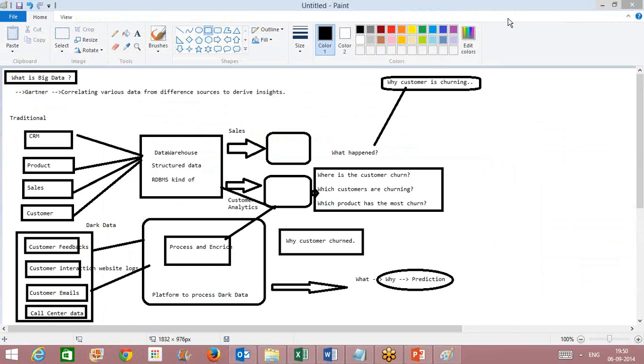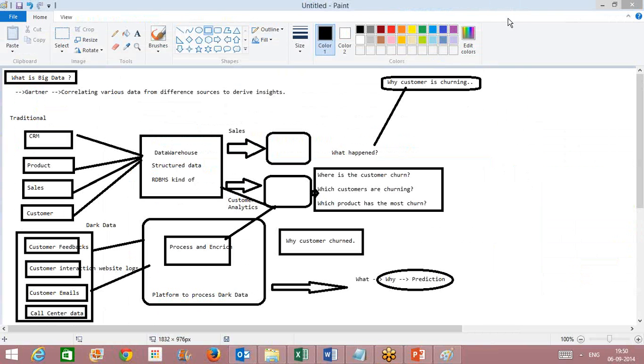If you process and enrich the data and combine it with the existing data, you will get more insights. Take customer churn: the customer feedbacks are talking about it, the customer interactions are giving complaints about it, customer emails are talking about it, and the call center is talking about it. All of these are talking about customers' unhappiness and the key reasons for unhappiness. So if you can extract that intelligence and marry it with the sales information, you will be able to correlate to find out why a customer is churning.